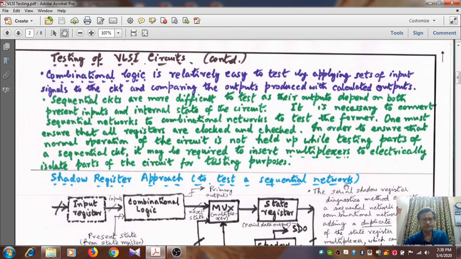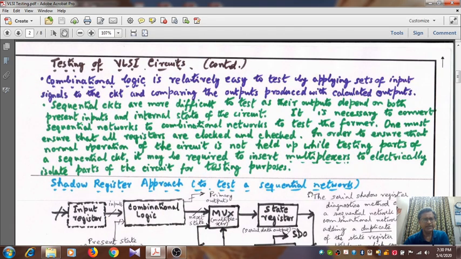Now, let me tell you something. It is easier to test a combinational circuit rather than a sequential circuit. Combinational logic is relatively easy to test by applying sets of input signals to the circuit and comparing the outputs produced with the calculated outputs. Sequential circuits, why are they more difficult? Because their outputs depend not only on the present inputs but also on the past set of inputs, in other words, the history or internal state of the circuit.